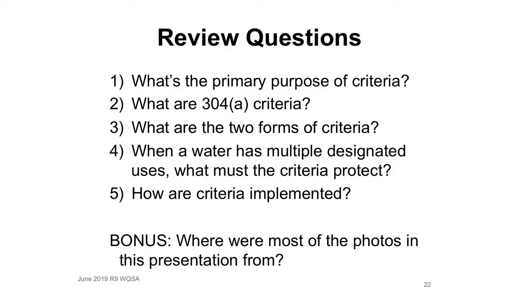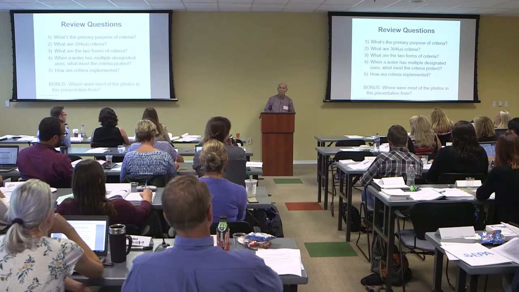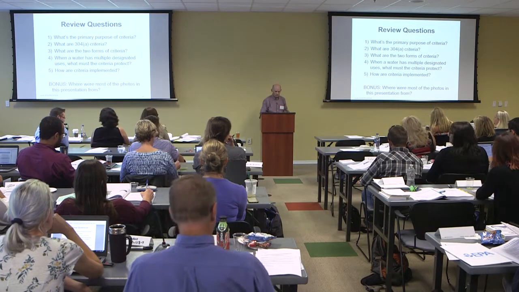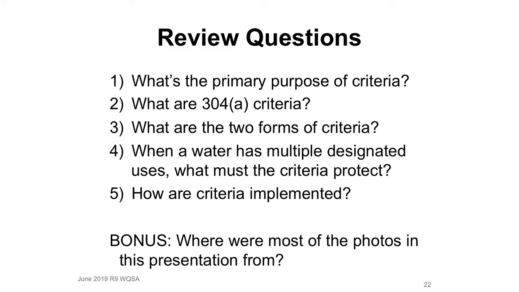Well, what do you do when there's multiple designated uses? What must the criteria protect? Rosalind? Most sensitive. The most sensitive, yay. And finally, how are criteria implemented? Yeah, go ahead. Discharge permits. Just discharge permits? Yeah, okay. Anything else? TMDLs, excellent.